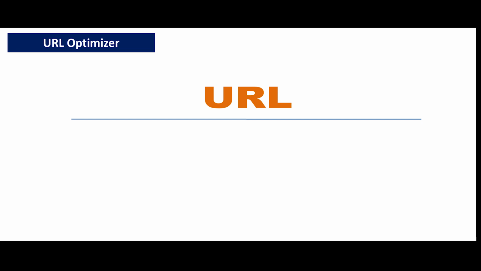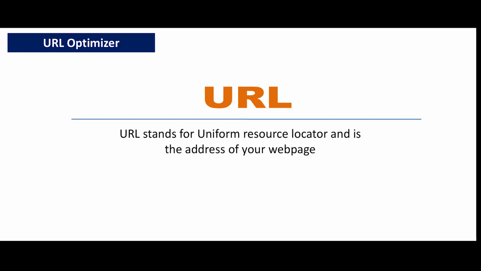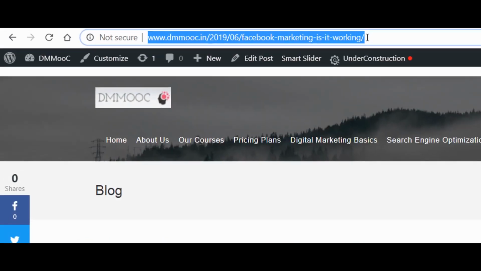The next technique is URL optimizer. URL stands for Uniform Resource Locator and is the address of your web page, like here. In WordPress, the URL is automatically created for any post or page. However, we have to optimize the URL as well by placing a few relevant keywords which explain the meaning of the page or post to the search engines. Let's see how to optimize the URL in WordPress.